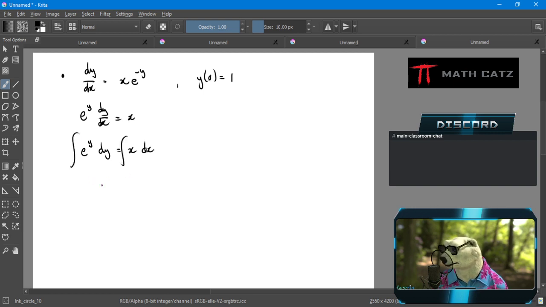Integrate both sides. The left-hand side in isolation: the antiderivative of e to the y, e to the y. Antiderivative of x, 1/2 x squared. And my integration constant at the end, I just put it on the right side. Now I can solve for y. I don't have to, but you totally can if you want to.